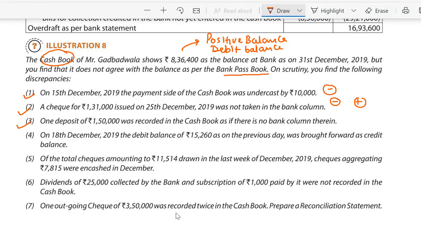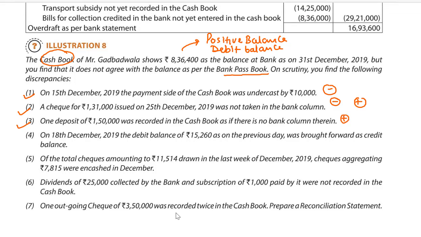One deposit of 1,15,000 was recorded in the cash book as if there is no bank column therein. So in the cash book it is plus, in the bank book there is no entry. So in the bank book we need to do what? Minus. On 18th December 2019, a debit balance of 15,260 as on the previous day was brought forward as credit balance. So this is an error. We need to rectify this.